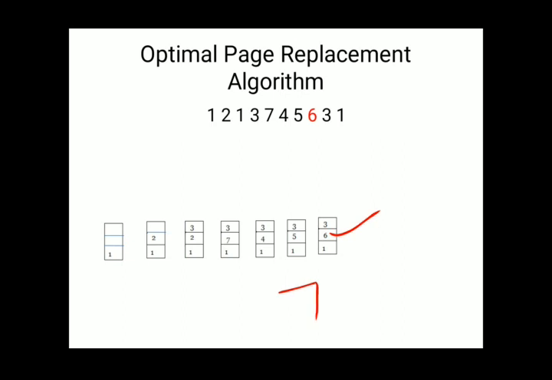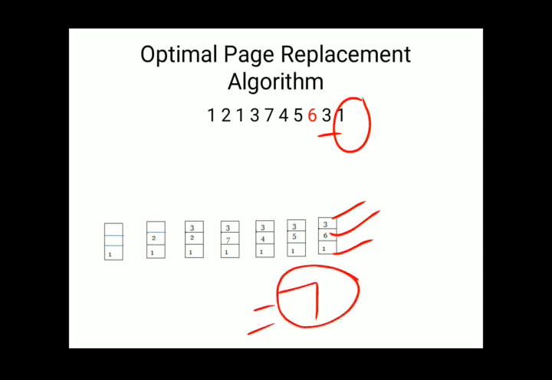Now the next element is 3. Check in the main memory: 3 is already in the main memory, so there is no need to replace anything, and no page fault occurs. Now go to the next element, that is 1. Again check whether 1 is in the main memory or not. 1 is already in the main memory, so no page fault occurs, and all elements are accessed with the help of the optimal page replacement algorithm. With this algorithm we have 7 page faults.